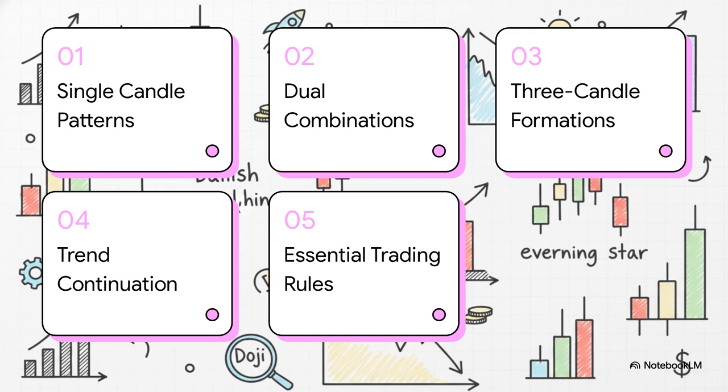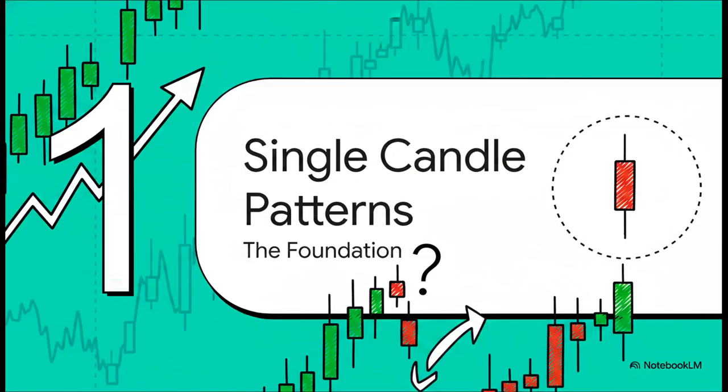Here's our roadmap for this explainer. We're moving from 1 to 2 to 3 candle formations, then looking at trend continuation patterns, and wrapping it all up with some essential trading rules. All right, starting off with Section 1, Single Candle Patterns.